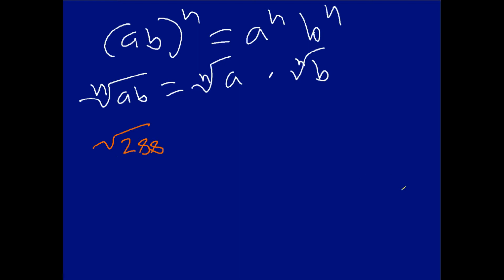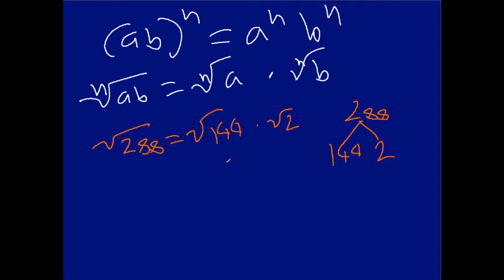Well, I do a factor tree where I try to figure it out. When I find a perfect square, I'm going to use that. So 288, we can factor as 144 times 2. And 144 and 2 is perfect. So I have here the square root of 144 times the square root of 2.